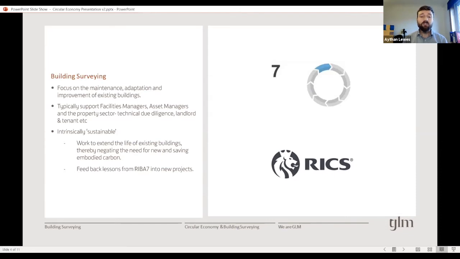We tend to live in RIBA stage 7. So whilst the architects and engineers occupy the sexy and well-funded stages 1 to 6, we tend to be slumming it, supporting the poor benighted facilities managers living with latent defects and design decisions from decades past and dealing with it all on a shoestring budget. So reuse and recycle are often necessities, not just fashionable buzzwords, in the world in which we tend to work. And we've been doing this for decades without really even thinking about it.